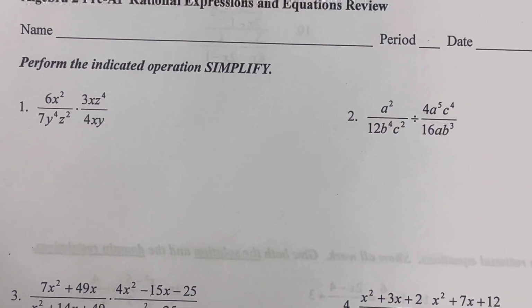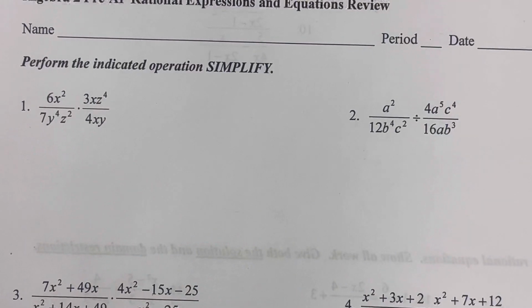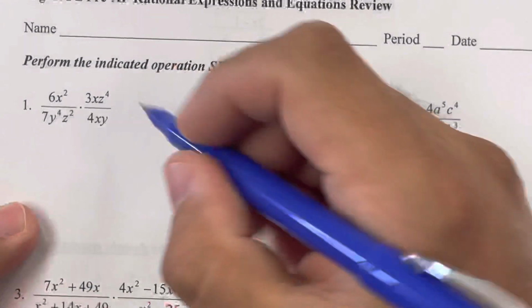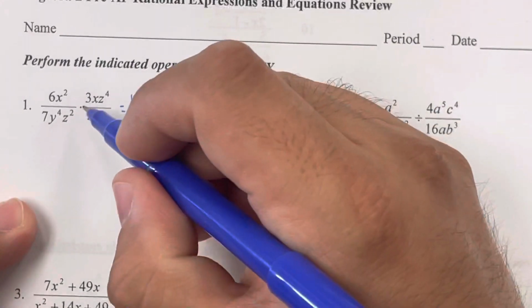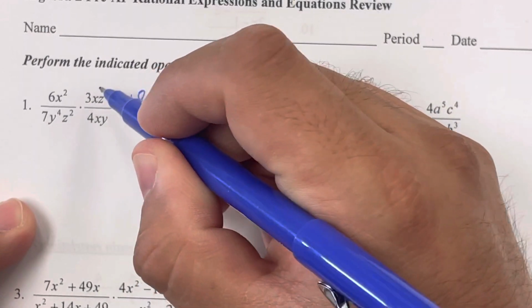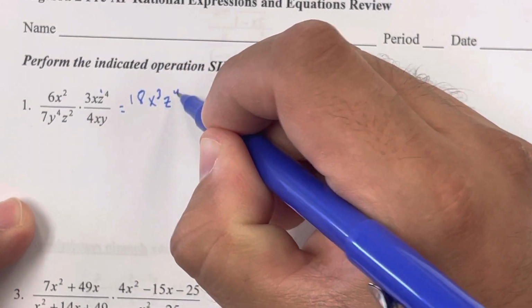All right, so this is the test review. These want us to perform the indicated operation and simplify. For number one, I'm just going to multiply straight across. 6 times 3 is 18. x squared times x, you add the exponents, so that's x to the third. And we have a z to the fourth.